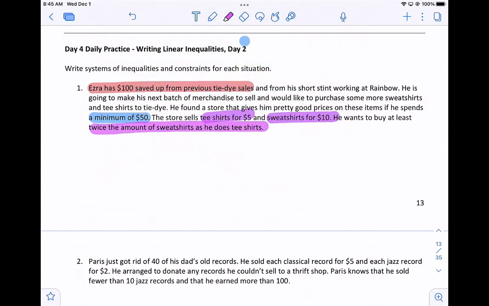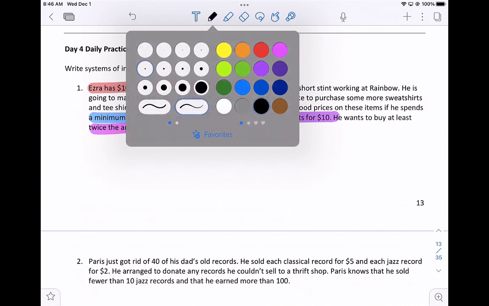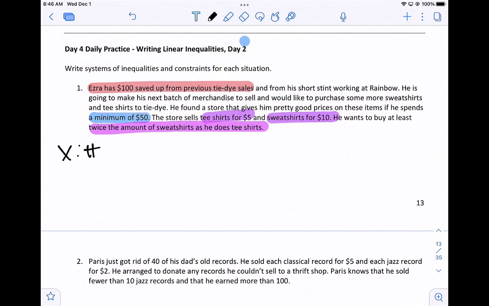So there's a lot of words here. I just went through and highlighted, like these are the things I'm probably going to use to make the inequality. All right, so first we have to define our variables. So let's call x the number of t-shirts, and then that would make y the number of sweatshirts.